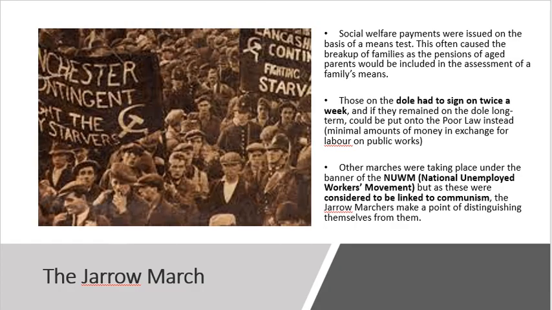So as a result, the Jarrow marchers distanced themselves from the National Unemployed Workers Movement. They did not want anything to do with them. Why? Because they are communist. The Jarrow marchers said, we want to distinguish ourselves from those communists. We want to march by ourselves and get support by ourselves, because the people in Britain are never going to support a communist group.